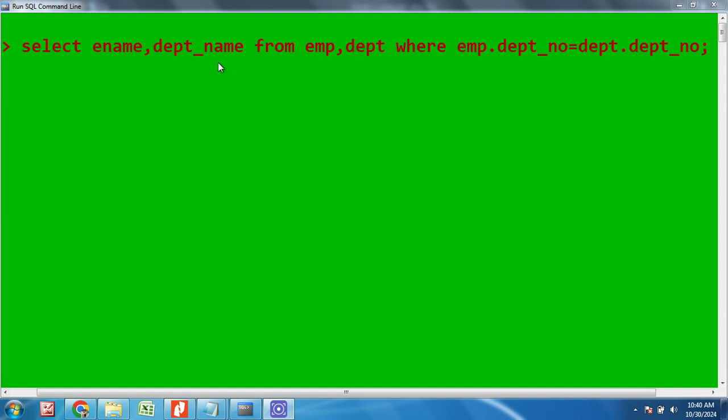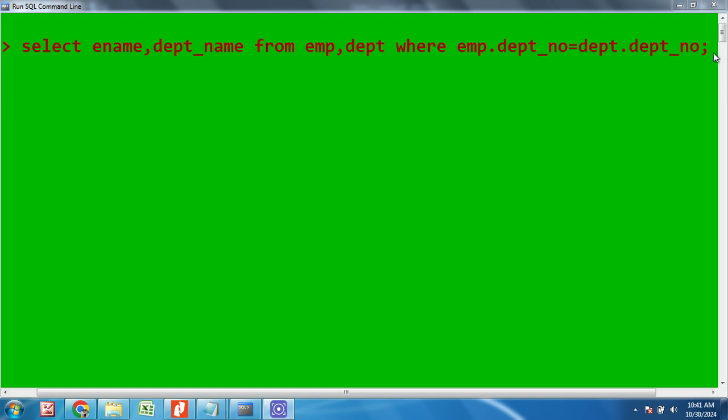So here we have written select ename, DEPT name from EMP, DEPT where EMP dot department number equals DEPT dot department number. It means the department number of EMP table should be matched with the department number of DEPT table, where the department number of both tables is equal. They will show their name and department name. This is an example of equijoin and it is also called natural join.